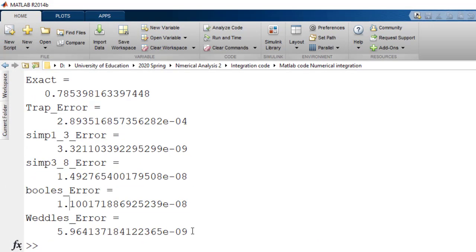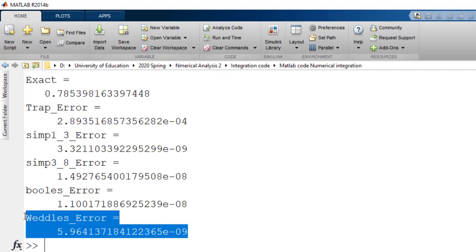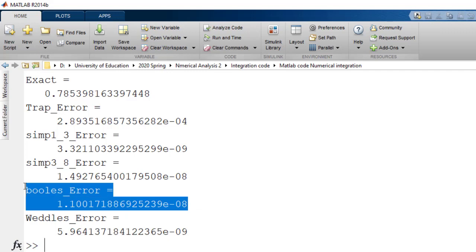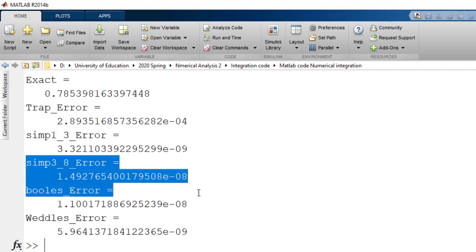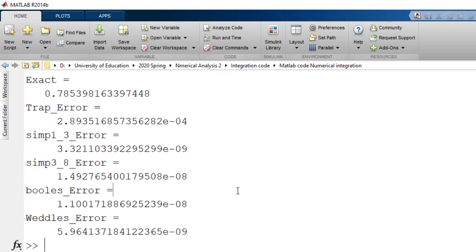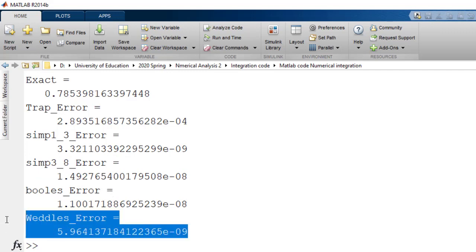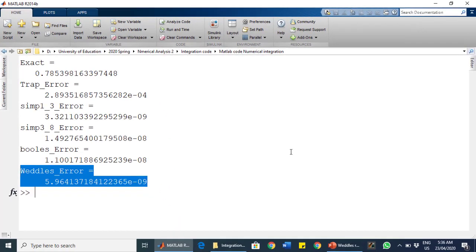Look, this is the error with Weddle's rule, this is the error with Boole's rule, and this is the error with the Simpson's rules. So again here you can see Weddle's rule as compared to the other numerical schemes like Boole's rule, Simpson's 3/8 rule, Simpson's 1/3 rule, and the trapezoidal rule is more accurate.